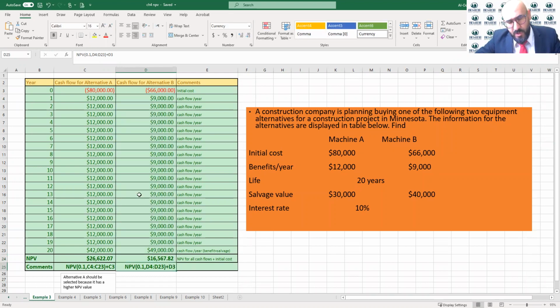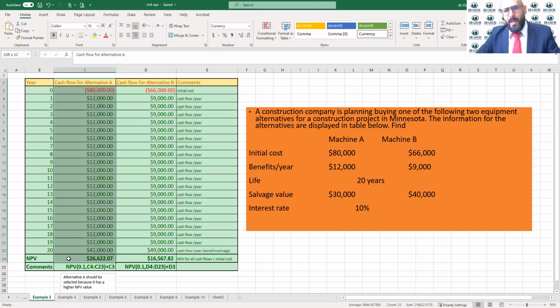And now, as you see, this is also going to provide a positive net present value, which means this also can make money. However, if we need to select only one, we go with the highest net present value. And in this case, machine A will be more profitable to be used and to be selected. Therefore, the company should select machine A or alternative A.